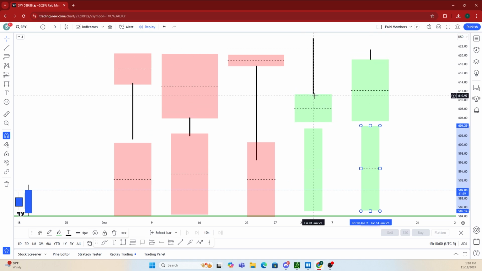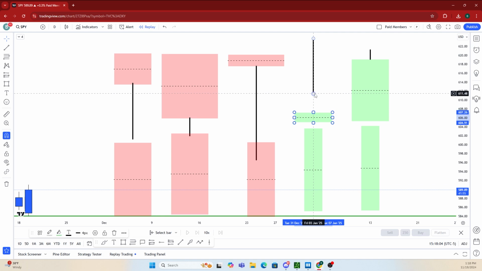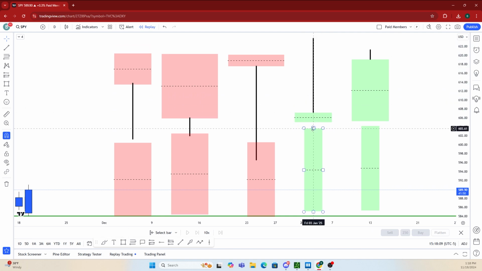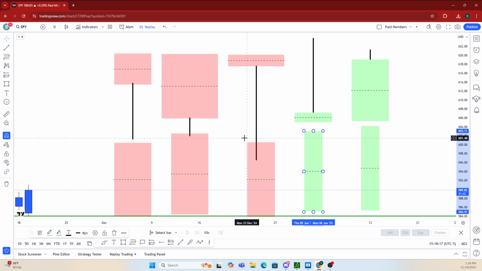And then just one more example. Let's just say that this was a gravestone doji, very, very small body, and then a very long upper wick. Again, this is very bearish, but what I'm looking for is that elevation in volume to tell me that orders are getting hit.